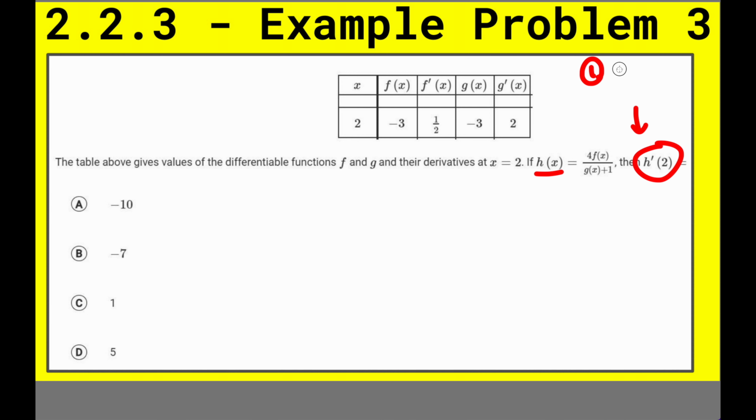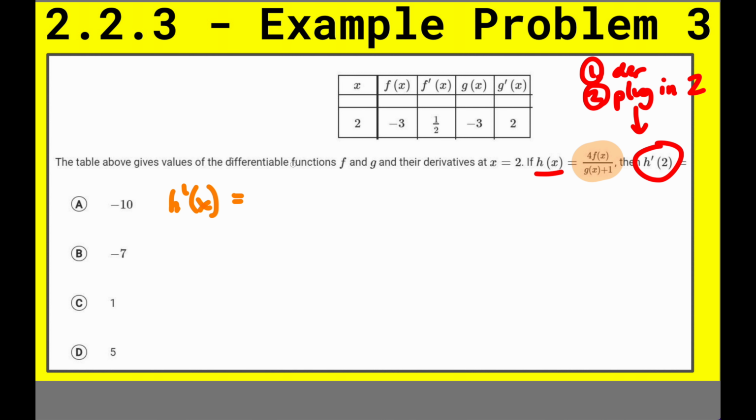Step 1, find the derivative. Step 2, plug in 2 for x. That's all we have to do. So let's do it. H prime is equal to the derivative of h, which is this thing right here. We have to do that derivative. Okay, to do that derivative, we're going to have to use quotient rule because it's a quotient.